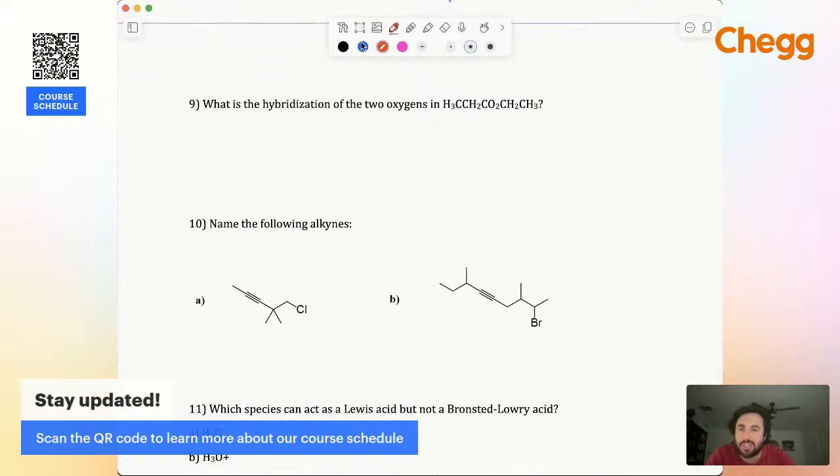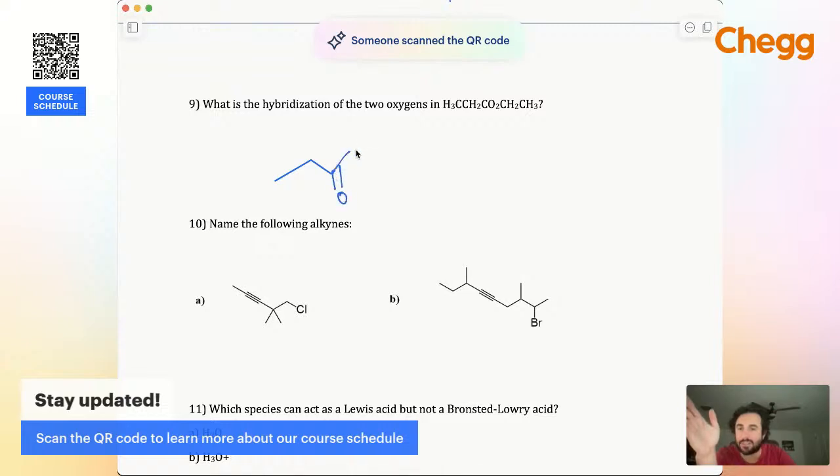So what is the hybridization of the 2 oxygens in this? I've given you a condensed formula notation, so let's convert it into line notation. We have H3C, that's a methyl. Then we have a CH2. And then we have CO2. When you have CO2 right in the middle of the molecule, that's not carbon dioxide, right? That means we have C, and that invariably means a double bond to one oxygen and then a single bond to another oxygen. So here's H3C, here's CH2, here's CO2, and then we have CH2 and then CH3.